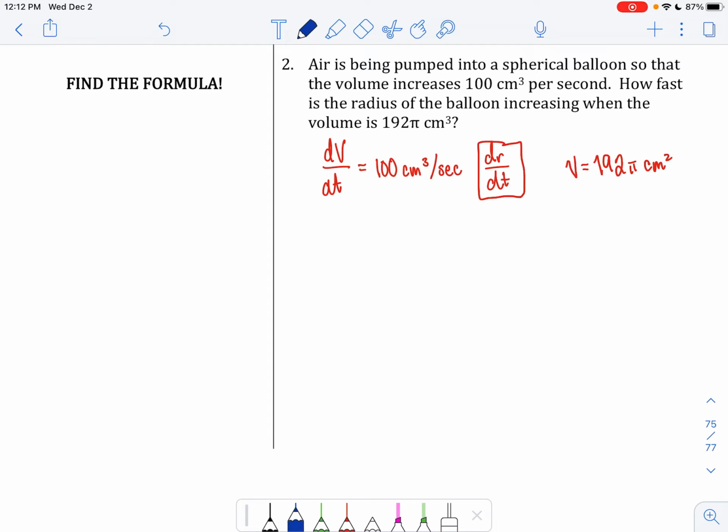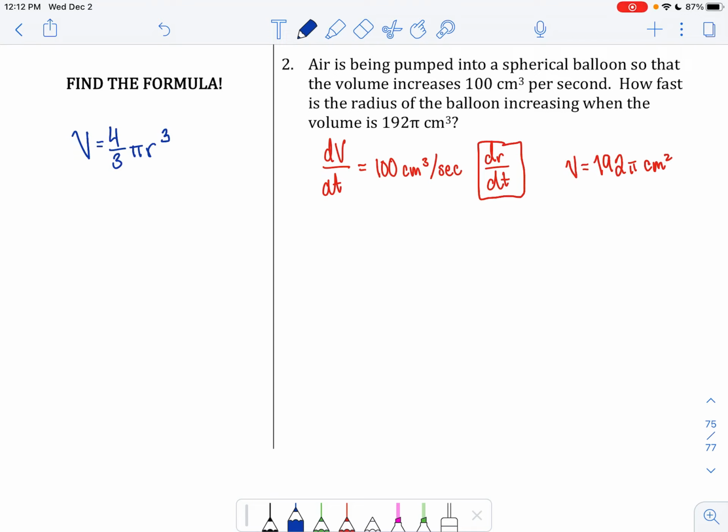Now, as I said, some of these formulas you definitely will have memorized. I do not expect you to have the volume of a sphere memorized. Feel free to go look it up however you need to. In this case, the volume of the sphere, I will tell you, is 4/3 pi r cubed. So the first thing we're going to do is start with that formula.